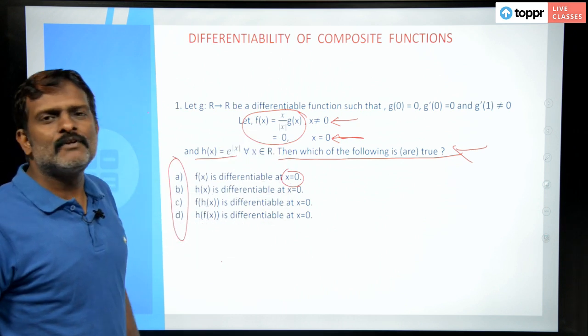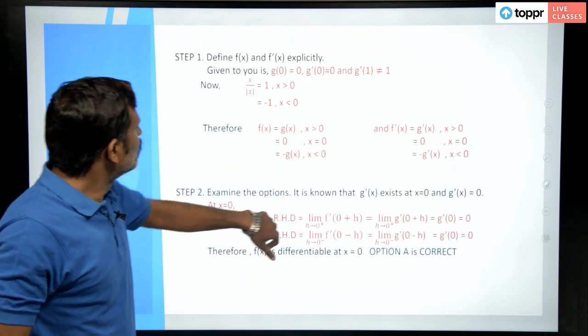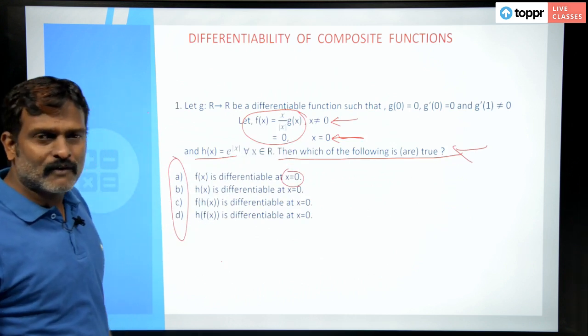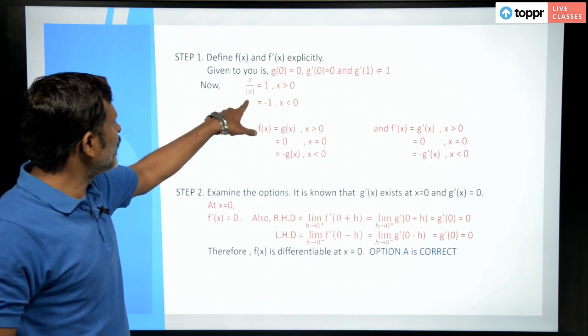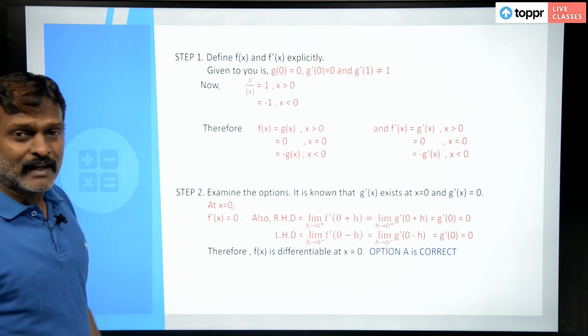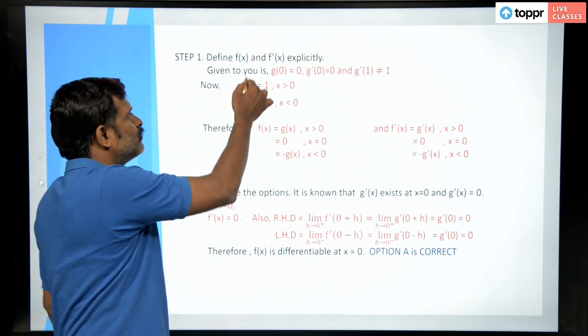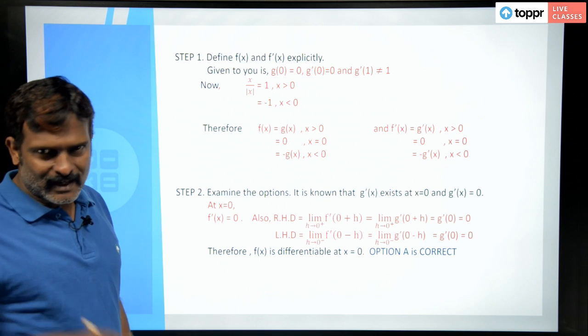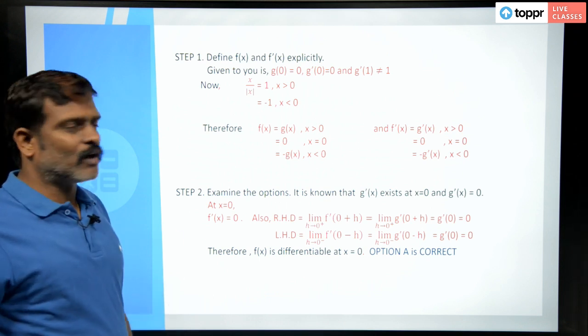x by absolute value of x into g of x. So, I am trying to find the value of x by absolute value of x. x by absolute value of x will be equal to 1 when x is greater than 0. When x is positive, the numerator and denominator will be the same, x and x. So, that will be equal to 1.